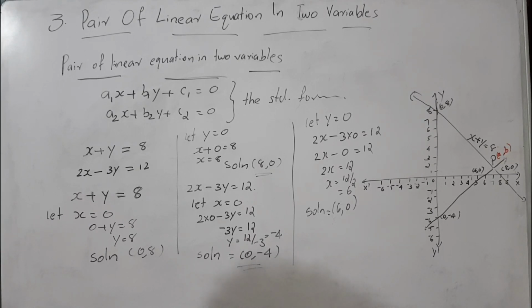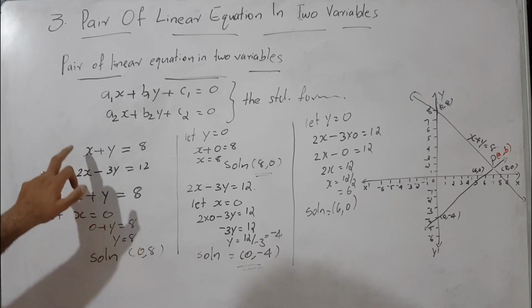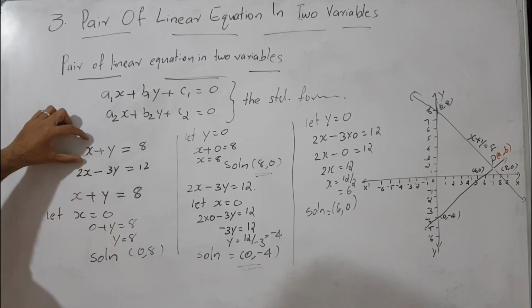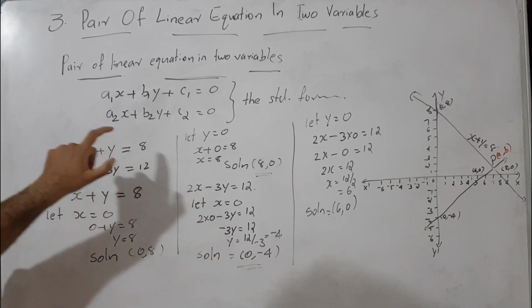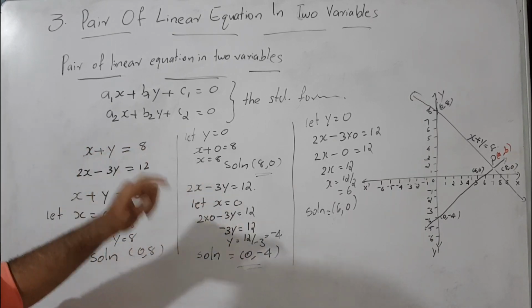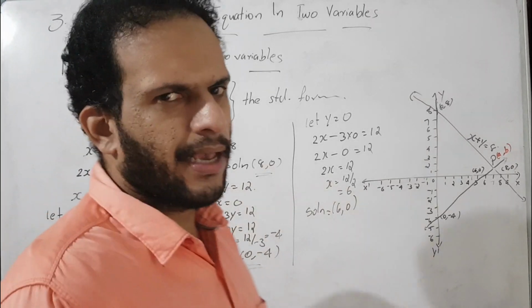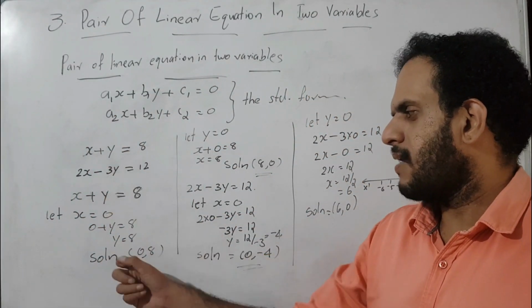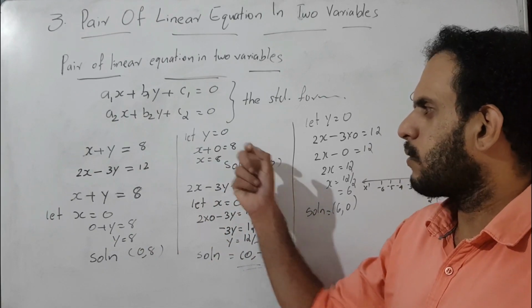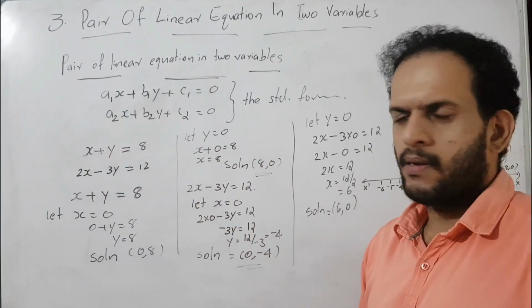Correct? As usual, (0, -4) is the solution of the second only, not the first. Instead of x in the first we substitute 0, instead of y we substitute -4, and we never get 8. That means (0, -4) is the solution of the second only, and (0, 8) and (8, 0) are the solutions of the first only.